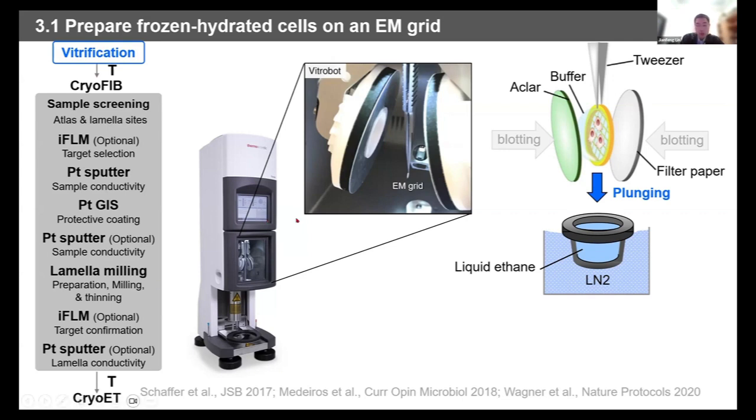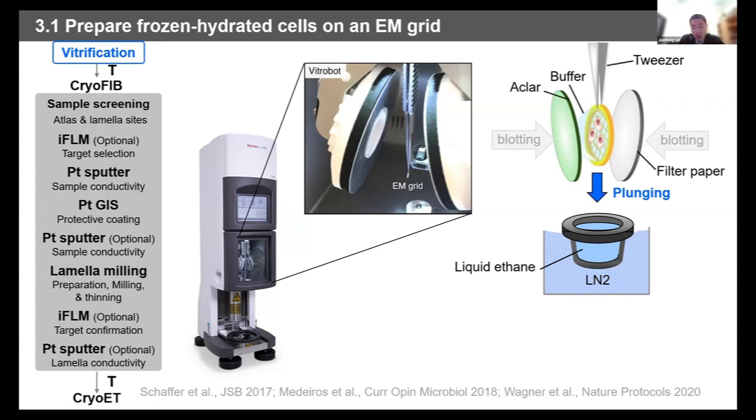For Vitrobot, we still like to use one-sided blotting, especially for samples which have a low concentration. I like to use backside blotting. In this case, I will use Aclar or parafilm to replace the filter paper on the front side, and only let the backside blot the excess buffer away from the sample. After blotting, you plunge the sample into the ethane which is cooled by liquid nitrogen. You can still get a really good sample for your cryo-FIB machine experiments.